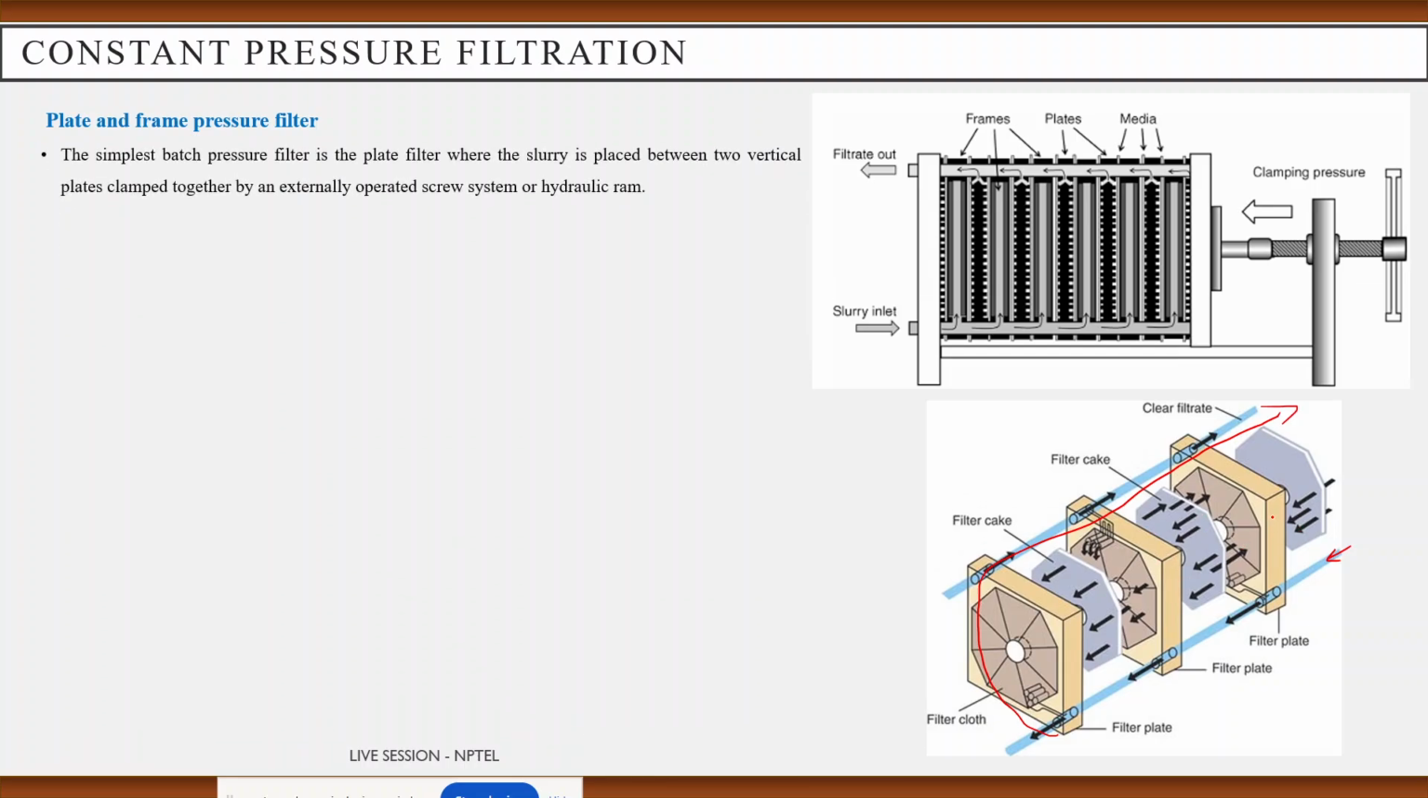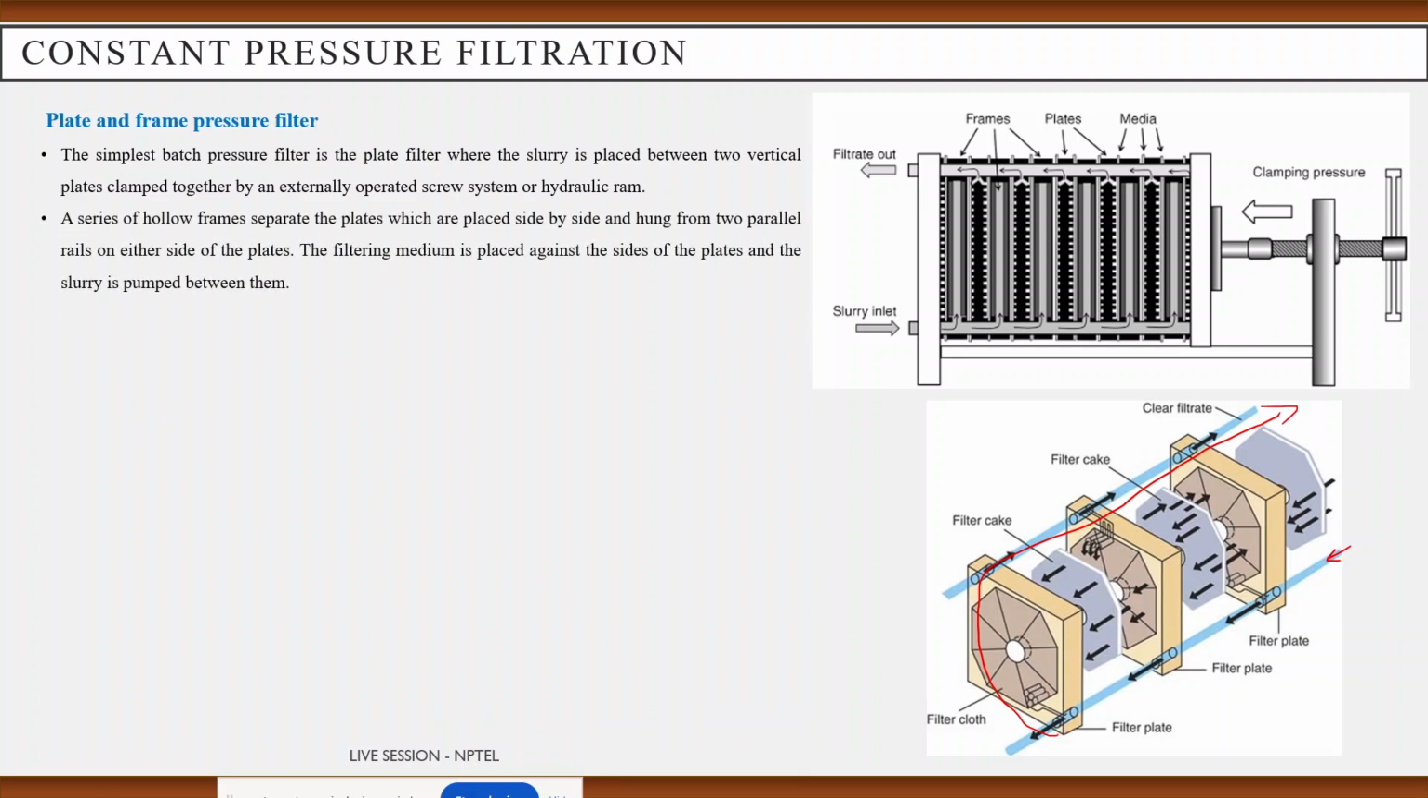So this is the simplest batch kind of pressure filter, that is the plate filter, where the slurry is placed between two vertical plates clamped together by an externally operated screw, which is a hydraulic ram. A series of hollow frames separate the plates, which are placed side by side and hung from two parallel rails on each side of the plates. The filtering medium is placed against the sides of the plate and the slurry is pumped between them. The slurry pressure presses the pulp against the medium, forcing the liquid through the cloth and leaving the solids as a cake on both surfaces of the frame.